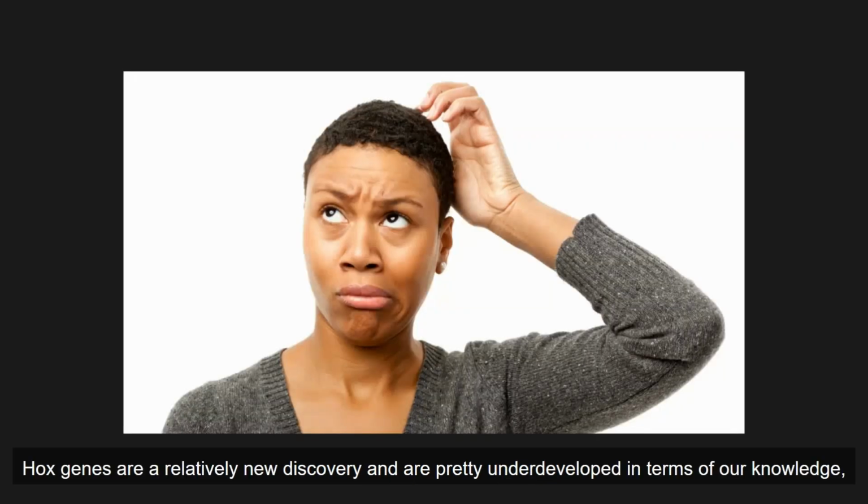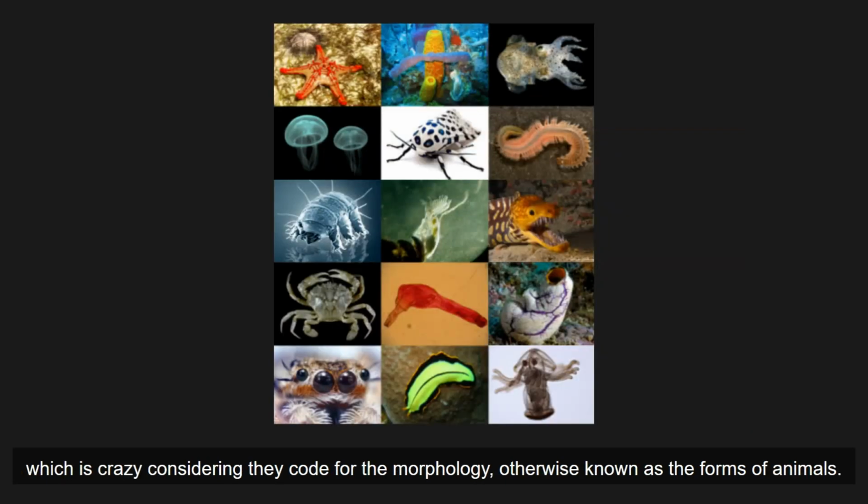But what actually activates that first regulatory gene? Nobody really knows just yet. Hox genes are a relatively new discovery and are pretty underdeveloped in terms of our knowledge, which is crazy considering they code for the morphology, otherwise known as the forms of animals.